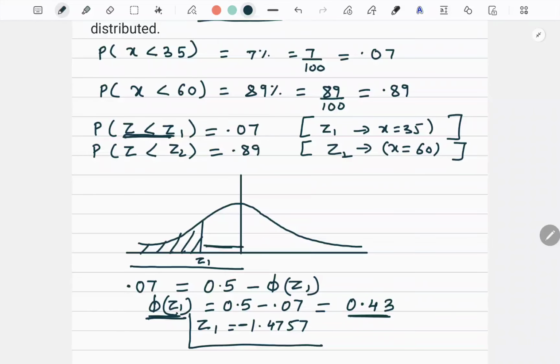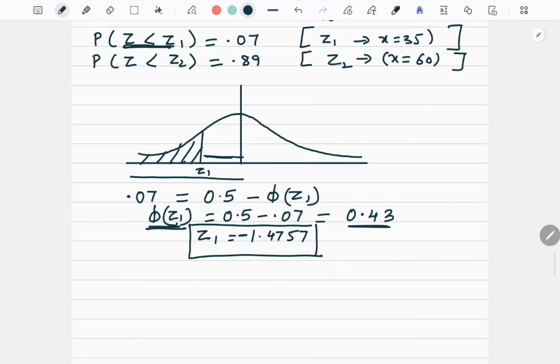So this is the first information which I have gathered. Now let us move to the second information. Second, probability for z less than z2. So let me place z2 here.